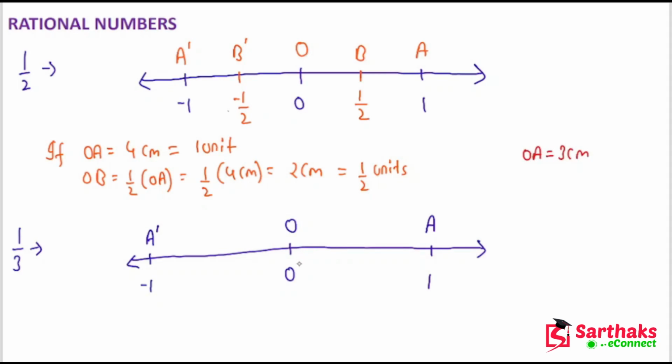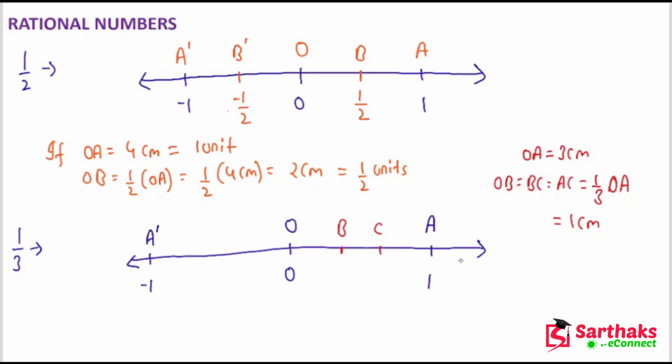Now let me divide, because the denominator is 3. I will talk about this later in the lecture. But since the denominator is 3, I want to divide the section OA into 3 equal parts. For this purpose, I have to place 2 points here. Let the points be B and C. So OB equals BC equals AC. Since they divide OA into 3 equal parts, they are all equal to 1 by 3 of OA, which is 1 centimeter, because OA equals 3 centimeter. So they are all of equal length, 1 centimeter.